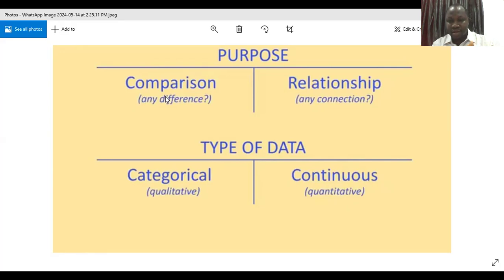So if you know in your mindset that you are going to use a comparison analysis, it means that you should collect categorical data. Do you understand? All right, the next thing I will take us through is simple. Let's go.